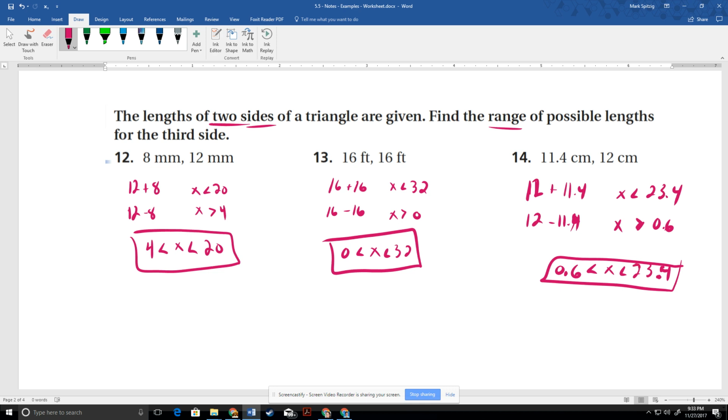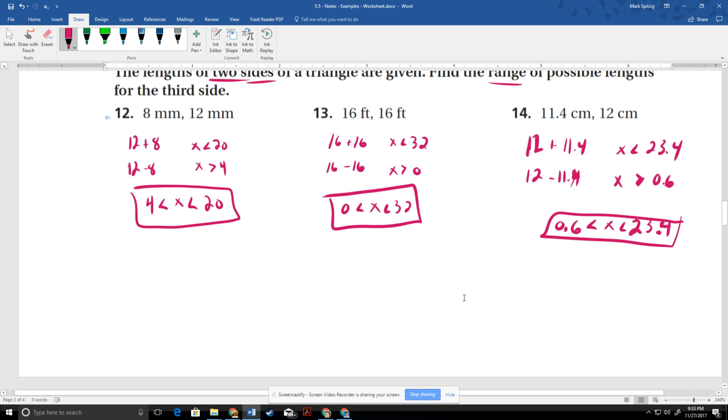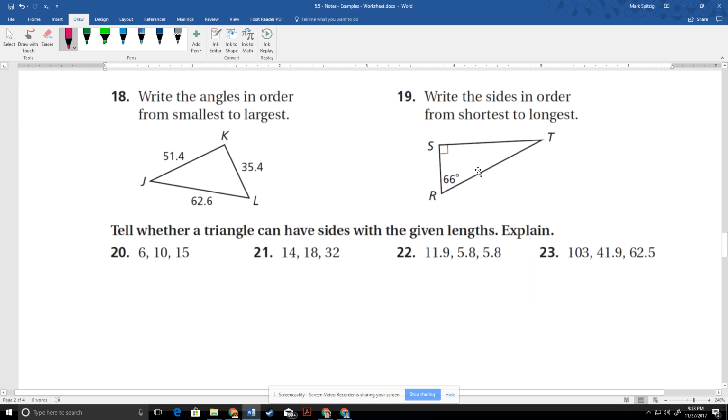All right, perfect. Moving on. It's not taking so long at all. Same type of thing as before.